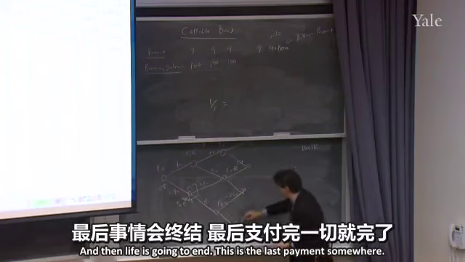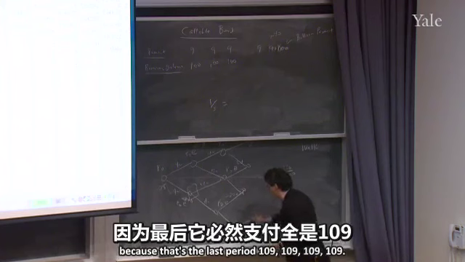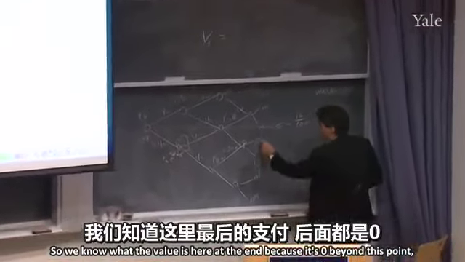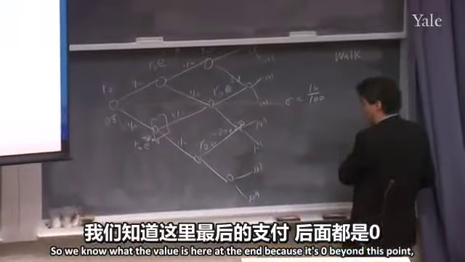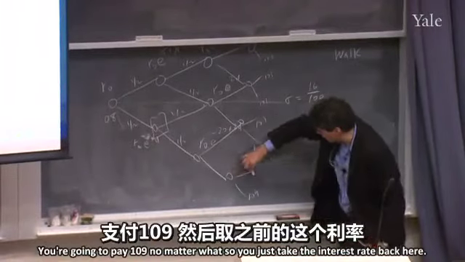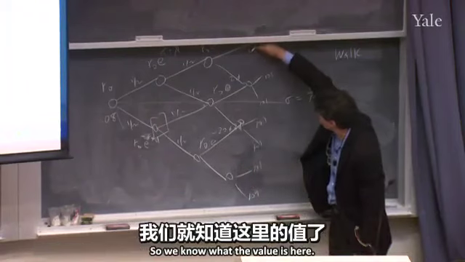And then life is going to end. This is the last payment somewhere. Let's say the last payment is here. So you're going to get 109, no matter what, because that's the last period, 109, 109, 109, 109. Okay, so we know what the value is here. At the end it is 0 beyond this point. You're going to pay 109 no matter what, so you just take the interest rate back here.